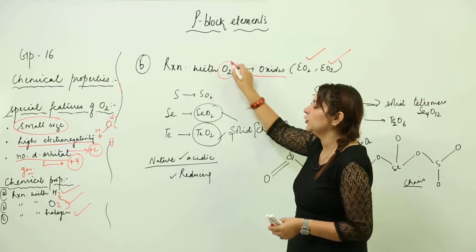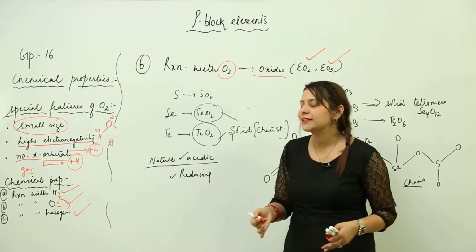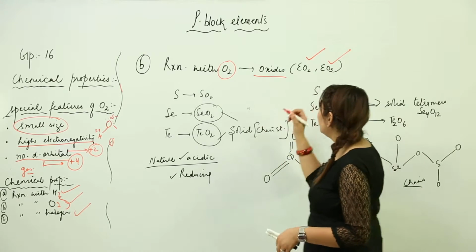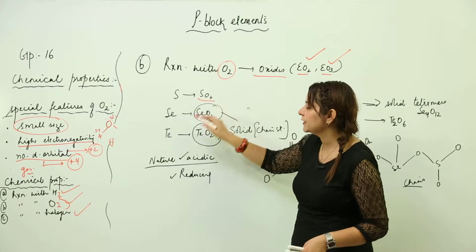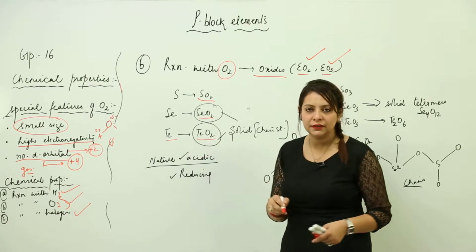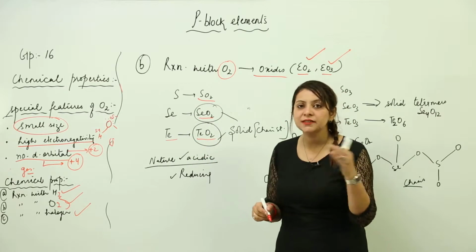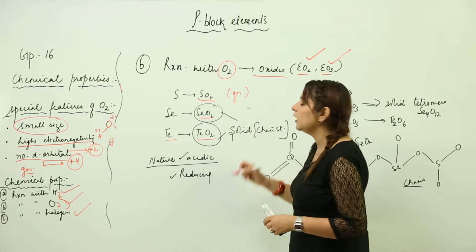and oxygen again is an O2 molecule, right. So we will be starting with the sulfur first. So we see that they form oxides, di and tri. Sulfur forms sulfur dioxide, selenium forms selenium dioxide, tellurium forms tellurium dioxide. As far as the states are concerned, SO2 is a gas and the other two are solid.